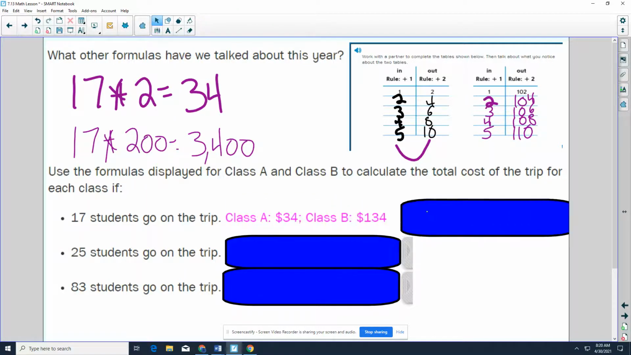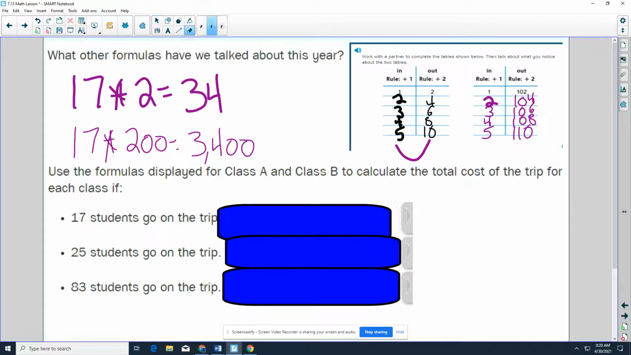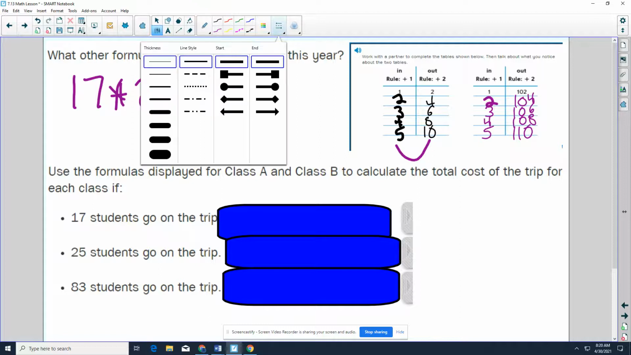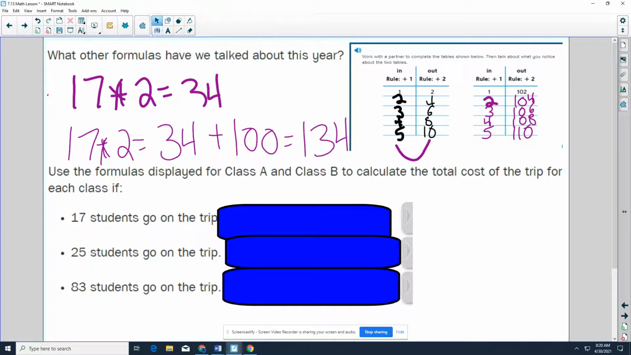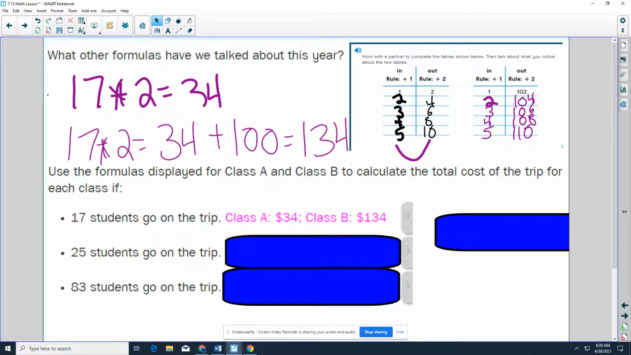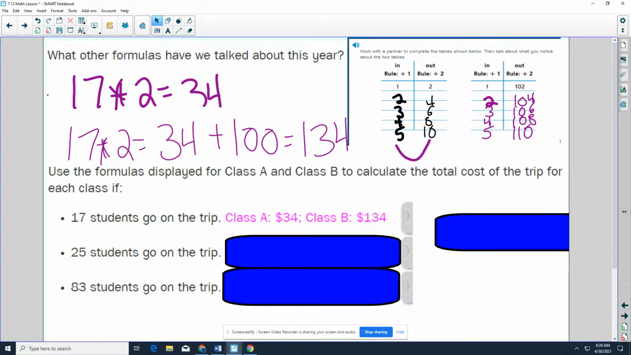So let's look at our answers. Oh, and I see where I made a mistake. So let's actually go back, and I realize what I did there. Okay. We actually want to think about it as 17 times 2 is 34 plus 100, right? We're adding 100 each time, not multiplying. That was my mistake. So hopefully you caught that before I did. So it would actually be 134, because what we're doing is we're taking the out from A here, and we're just adding 100 to the out for B.